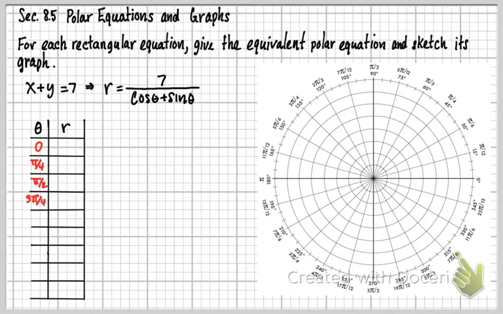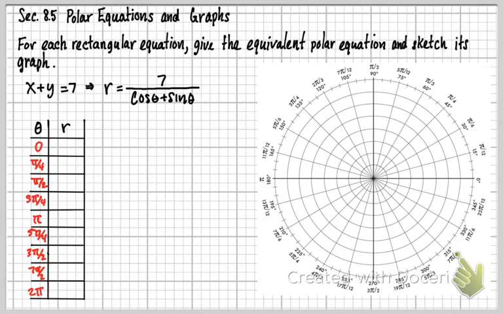3 pi fourths, pi, 5 pi fourths, 3 pi halves, 7 pi fourths, and 2 pi. So I'm just going to run through all the values of this.